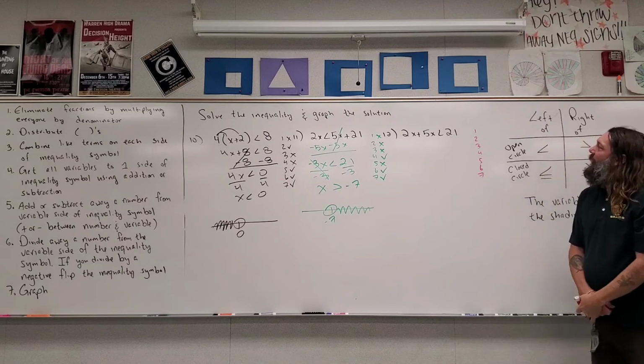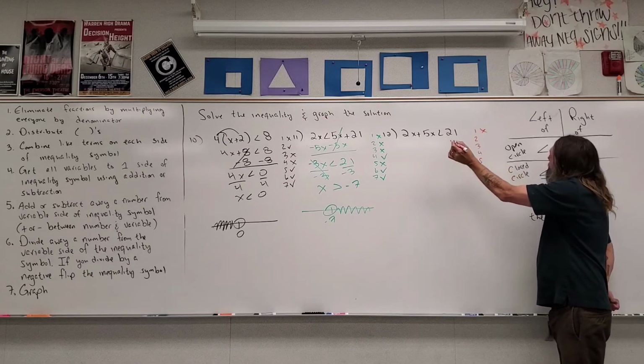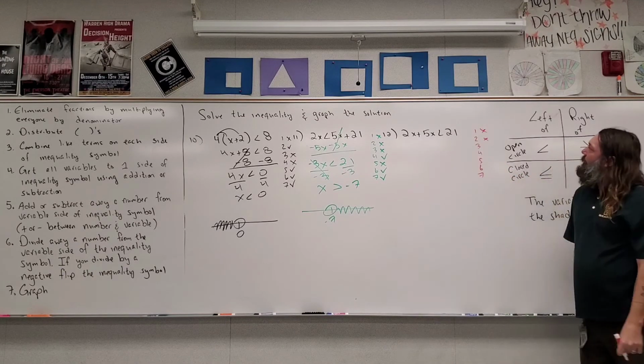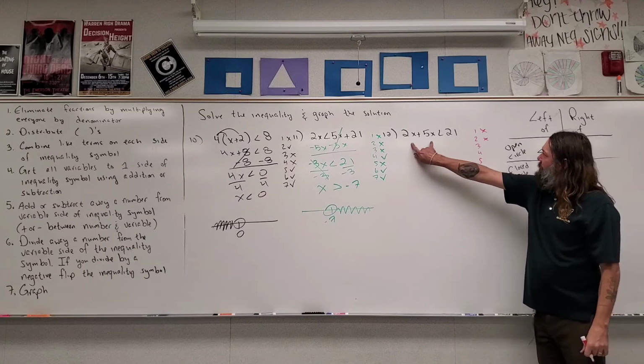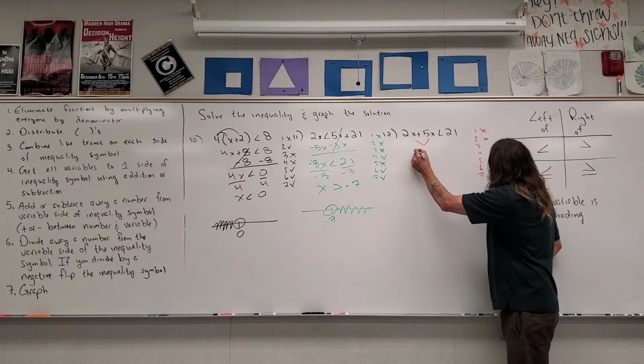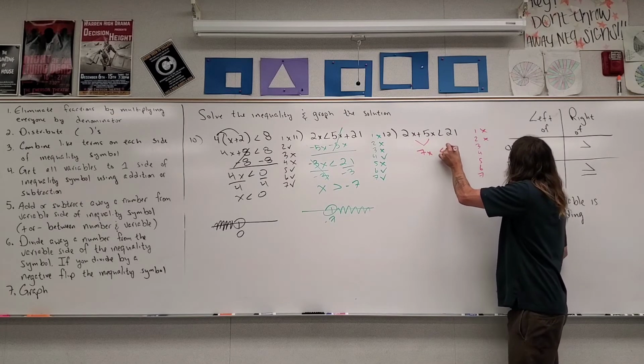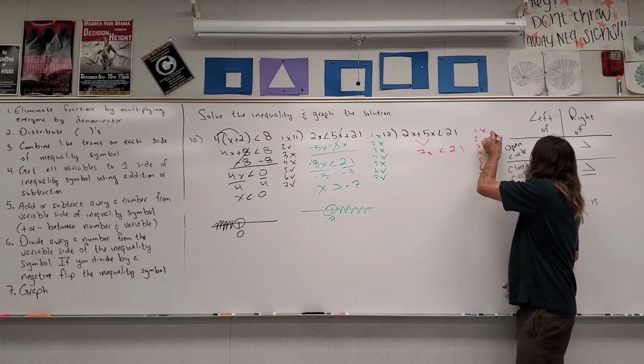Do I have fractions to eliminate? No, I do not. I don't have parentheses, so I cannot distribute. But I can combine like terms on each side of the inequality symbol. These are on the same side of the inequality symbol, so I can put them together. So I now have 7x is left of 21. So I did step 3.